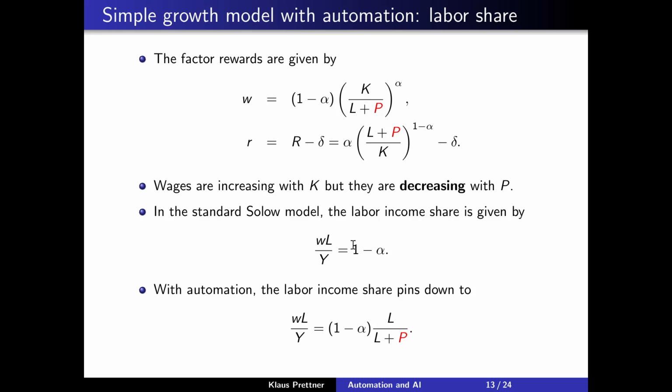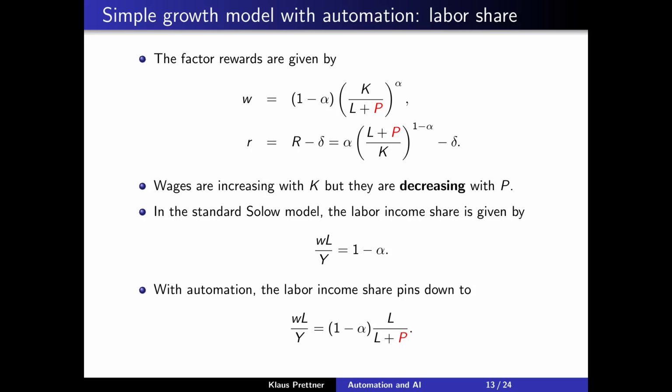Now, what does our framework tell us about the labor income share? If we compute it, then we get 1 minus alpha, but then multiplied by the number of workers, divided by the number of workers plus the number of robots. So as long as the number of robots is 0, we are exactly in the same situation as in the standard Solow model, so L over L cancels out and we have 1 minus alpha. So until the 1980s, this model would also predict a constant labor income share, because the number of robots, as we've seen in the first part of this course, was negligible until the 1980s.